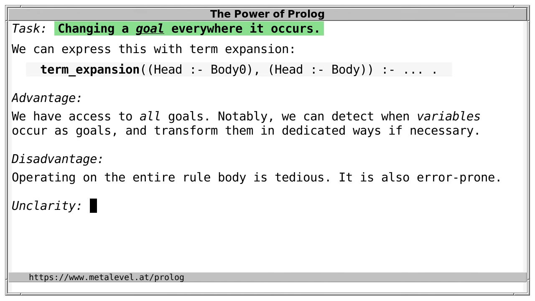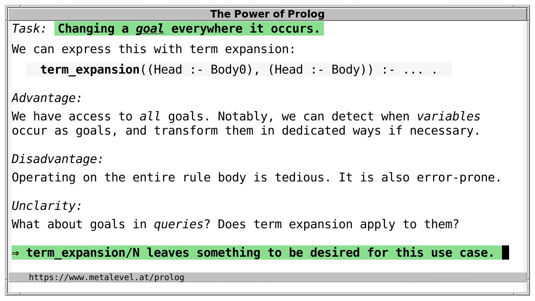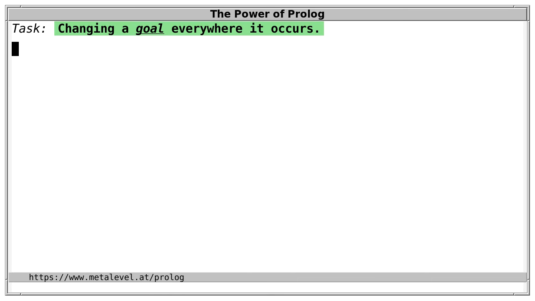Also, not everything is clear. For instance, what about goals in queries? Does term expansion apply to them? Yes, in SICStus Prolog, but what about other systems? And therefore, for this use case, that is replacing a goal everywhere it occurs, term expansion leaves something to be desired. The issue now is that this can be quite useful.